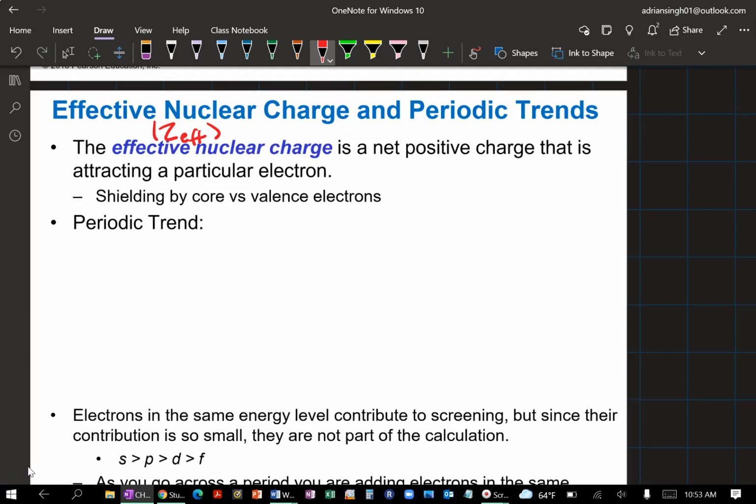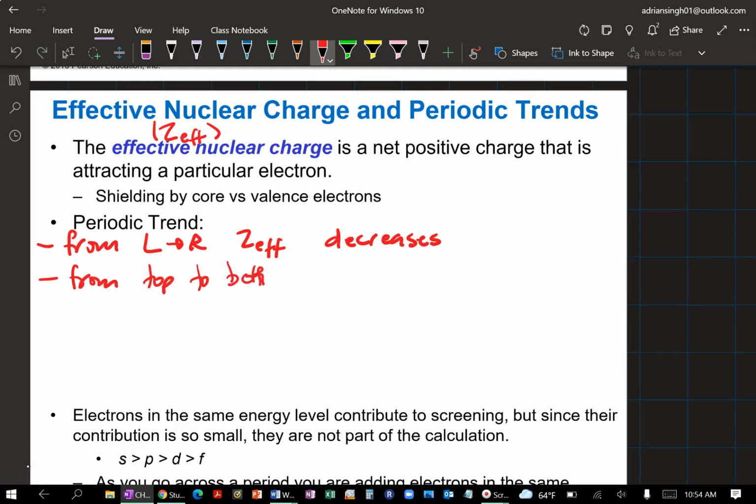So what's the trend in the periodic table for the effective nuclear charge? Well, as we go from left to right, the Z effective, the effective nuclear charge, essentially the pull that the outermost electron feels from the nucleus, decreases. As we go from top to bottom in a group, so going down a group, the effective nuclear charge decreases.